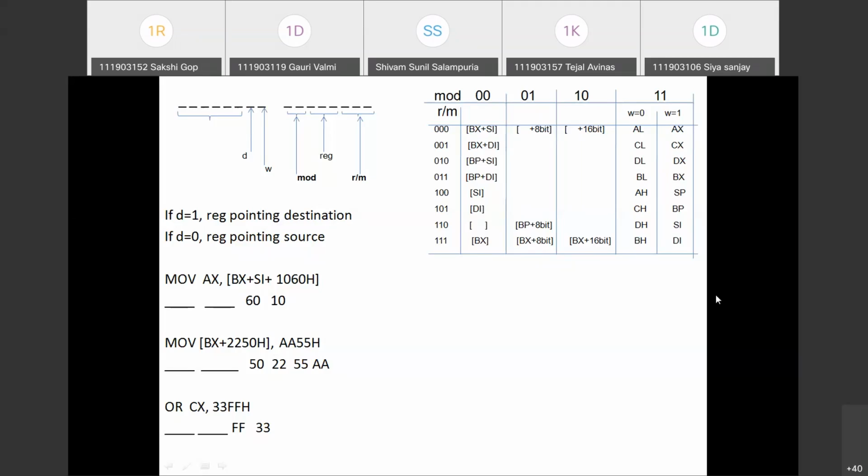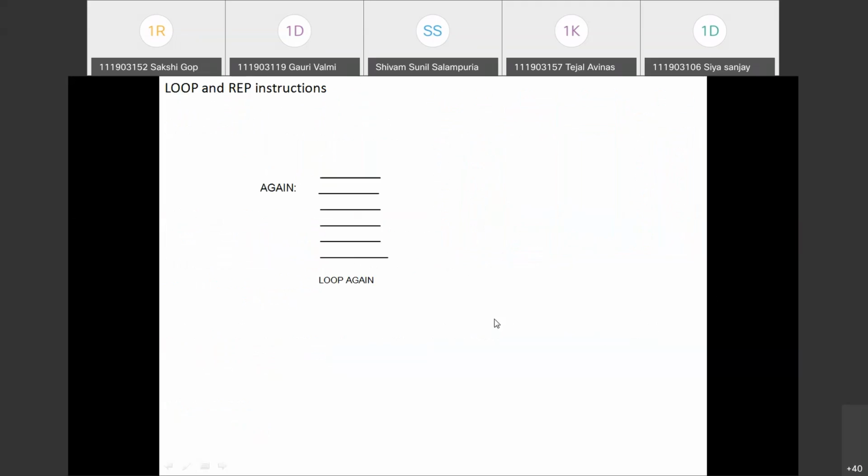Then we move to loop and repeat instructions. The loop instruction makes a set of instructions repetitively executed. How many times depends on the count available in CX. For every loop, CX is decremented by 1. Whereas repeat is a prefix instruction: the next instruction is executed a number of times depending on CX.